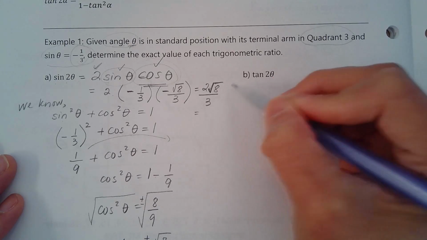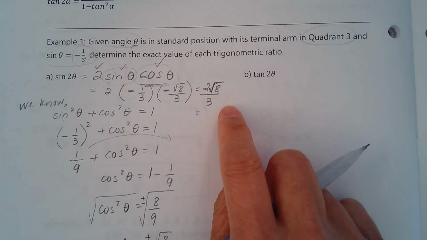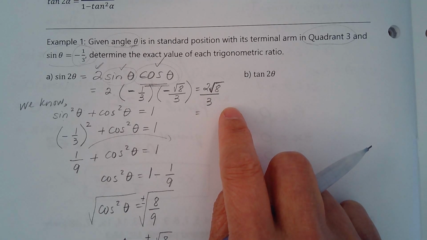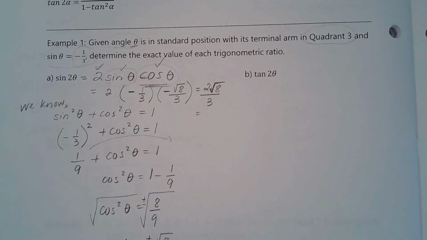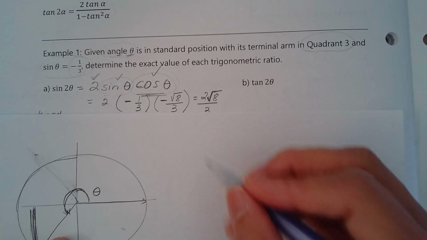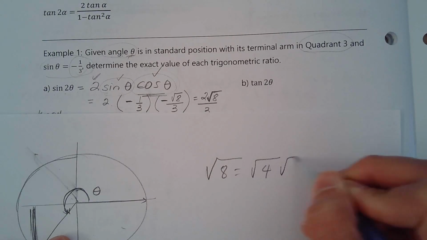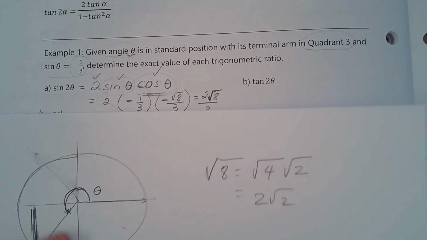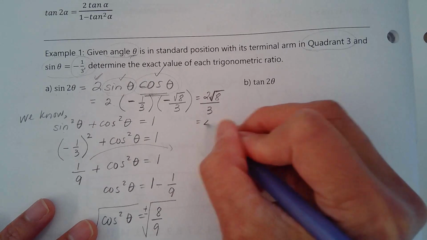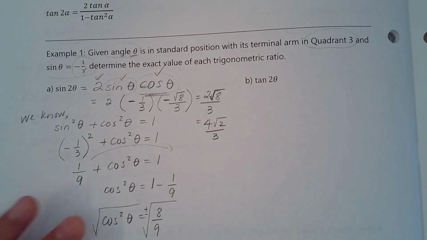Okay, well, here's an answer. Is there another way we can simplify that further? Yeah, you could split the 8 into 4. Yeah, we can simplify the root of 8. We know root of 8 is the same thing as root of 4 times root of 2, and that's 2 root 2, yes? So it's going to be 4 root 2 over 3.